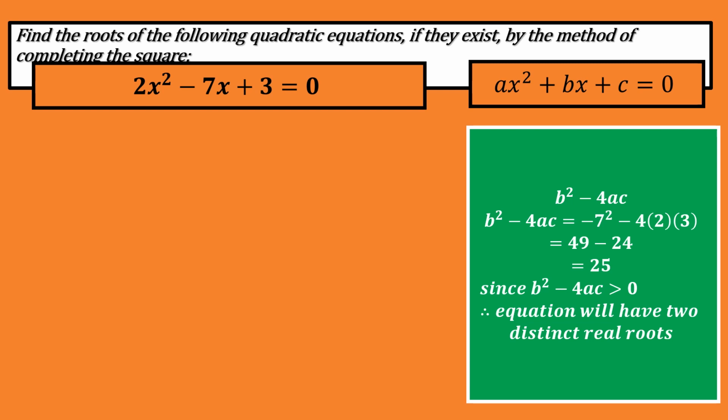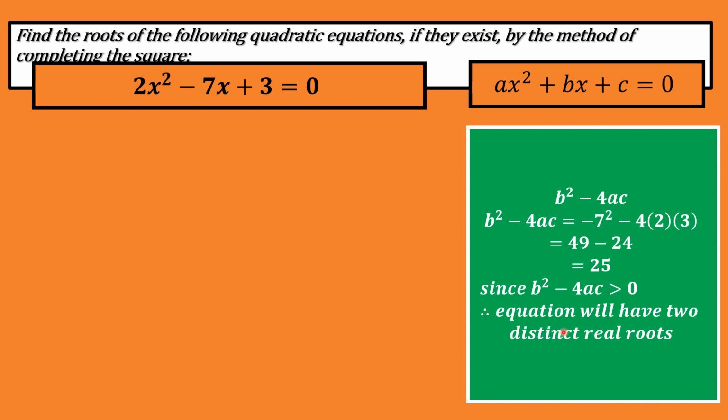And as we know, in interaction 1 we discussed the nature of roots. Nature of roots is given by the discriminant of the equation. Discriminant D is given by b square minus 4ac. In this case, b is minus 7, a is 2, c is 3. Okay, so b square minus 4ac comes out to be 25, which is greater than 0, so it will have two distinct real roots.